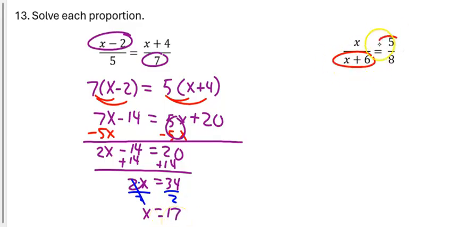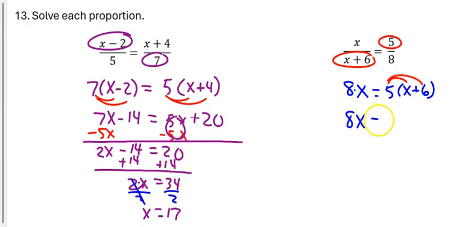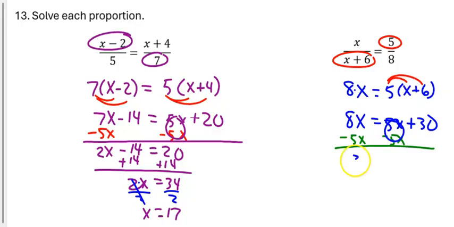The second problem, again, cross multiplication. We're going to have 8 times x is equal to 5 times the quantity of x plus 6. We have one parenthesis to get rid of, so we have 8x equals 5x plus 30. Subtract 5x from both sides. 5x minus 5x makes it 0 on the right side, so I have 3x equals 30. I have a multiplication problem to undo by dividing both sides by 3. So x is 10.